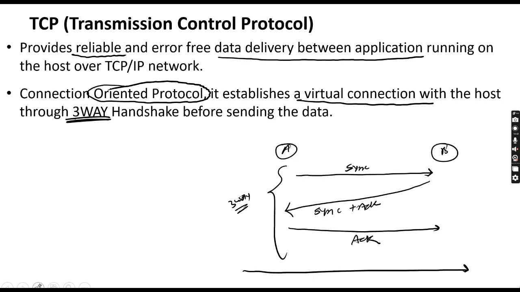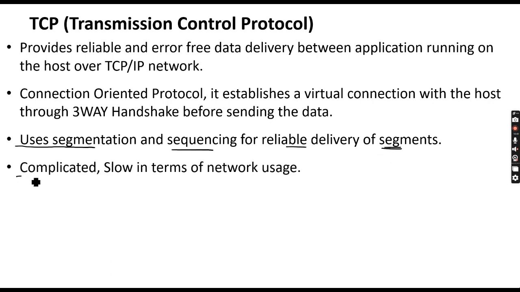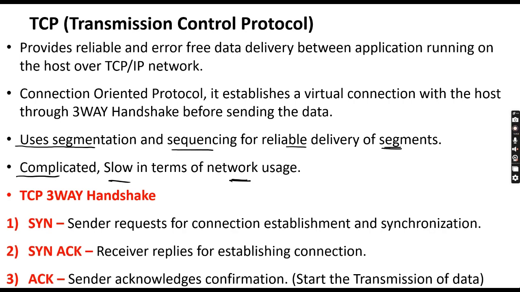So this is very important to remember. Now, a couple of points. It uses segmentation and sequencing for a reliable and ordered packet delivery mechanism. Complicated, slow in terms of your network usage, because it is going to establish the connection before forwarding your actual data. Three-way handshake, as I have already discussed in detail, is this. Read this. SYN plus ACK, and ACK.